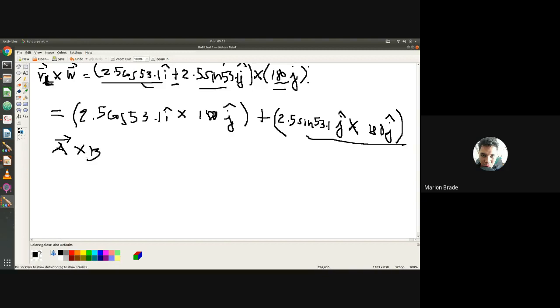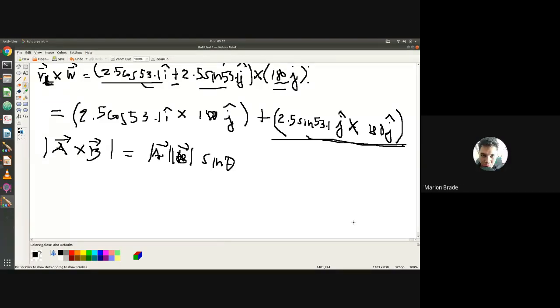Na ko'y A cross B. Mag-cross ko og duha ka vector, ang resulta kay vector. So ang magnitude ana nga vector is actually equal sa magnitude ni A times magnitude ni B times sine sa angle between kang A ug B. Okay. So pila ni? Pila yung value ana?